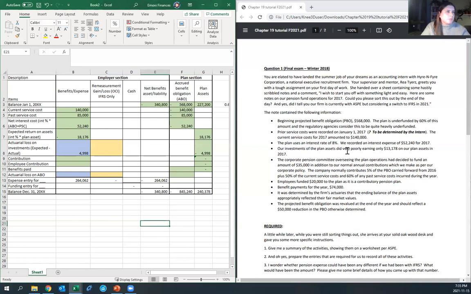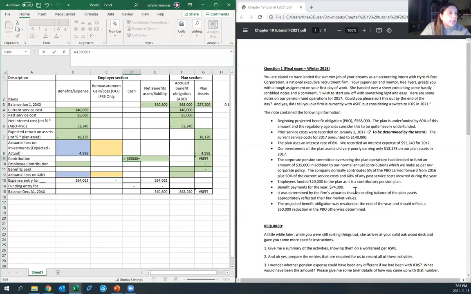Then their corporate pension committee overseeing the plan operations had decided to fund an amount of $35,000 in addition to our normal annual contribution, which we make as per corporate policy. So the cash contribution, that should be here. It's $35,000 for sure. And all of this as a negative because you're paying cash.